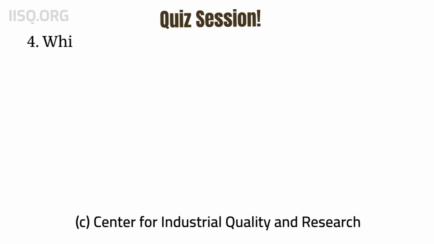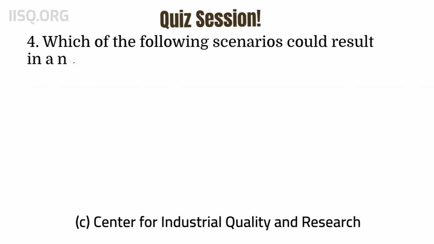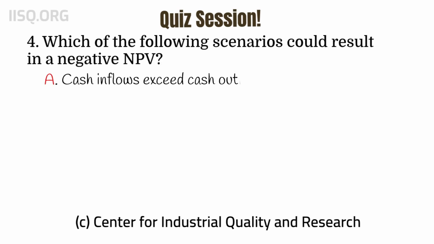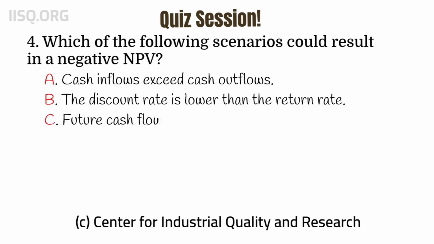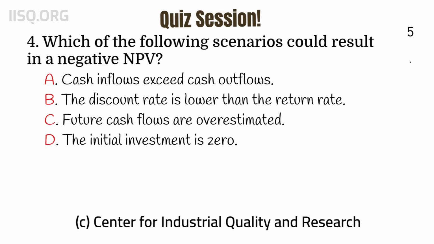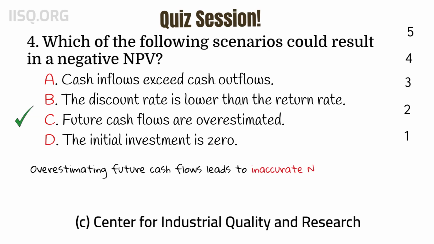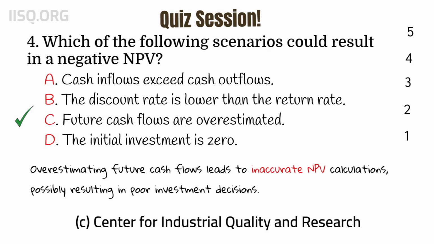Next, which of the following scenarios could result in a negative NPV? The options are: cash inflows exceed cash outflows, the discount rate is lower than the return rate, future cash flows are overestimated, the initial investment is zero. The correct option is C. Overestimating future cash flows leads to inaccurate NPV calculations. This may possibly result in poor investment decisions.